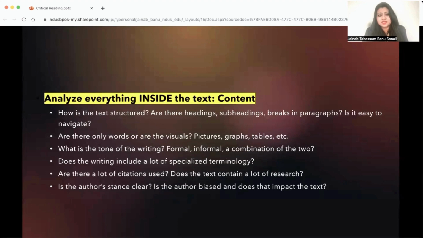Yeah, I mean, when we read research articles, usually they do. Research articles have many citations, but newspaper columns, probably not. But at the same time, newspaper columns can also be credible sources. So you must understand the genre, right? And then, is the author's stance clear? Is the author biased? And does that impact the text? How do you know that? Is the author biased or not? It is an important question to ask yourself, right? Do you have any bias, an implicit or explicit bias?